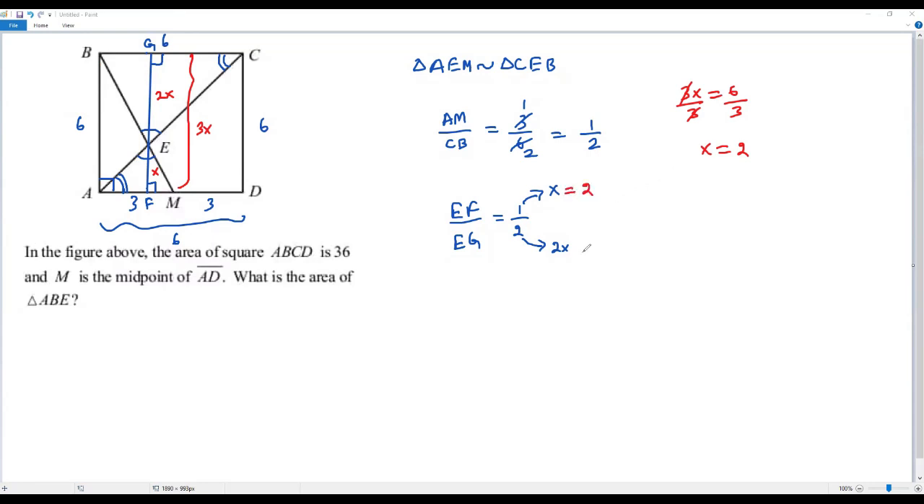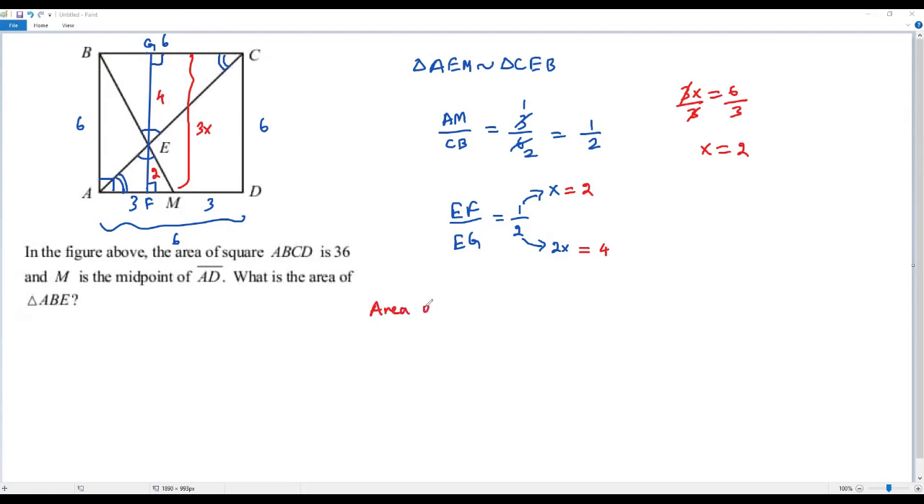So here we can plug in x equals 2. When I plug in x equals 2, here I'm getting 4. Here the length of EG is 4, and the length of EF is 2. For this right triangle AEM, we have the base 3 and height 2. Now we can get the area of this triangle AEM. Already we have the base and height for the right triangle ABM. As I said earlier, we have to subtract the area of this triangle from the area of the right triangle ABM to get the area of the required triangle ABE.